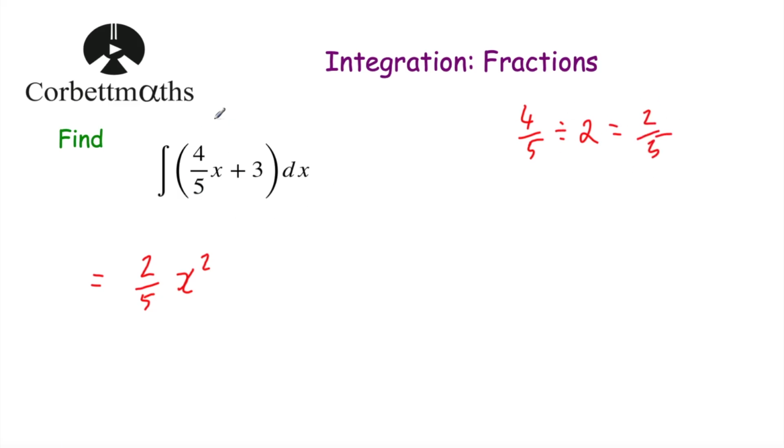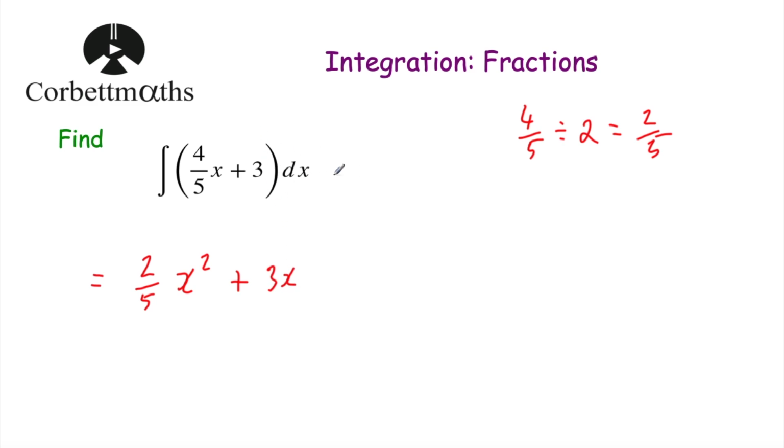Okay, so we've integrated the first term. If we integrate 4/5 x, we get 2/5 x squared plus. Now we need to integrate 3. So if you integrate a number such as 3, you're just going to put an x beside it. So it's going to be 3x. So we're just integrating 3 and you get 3x.